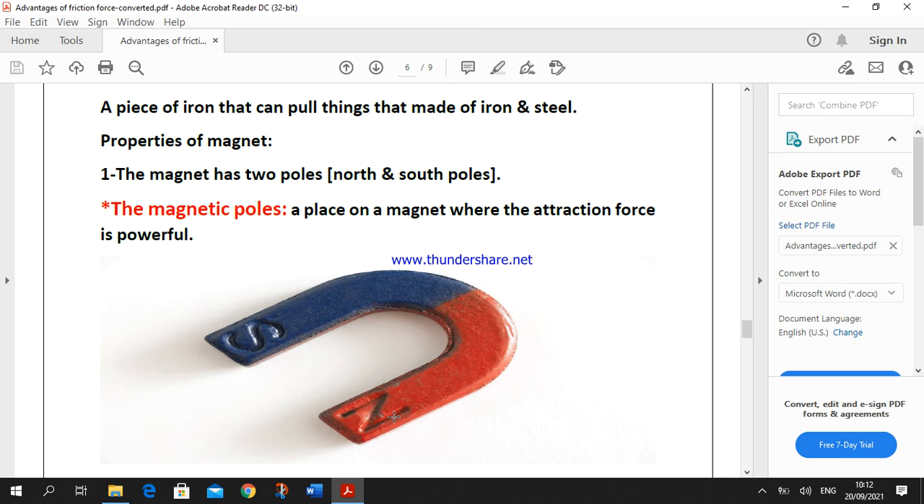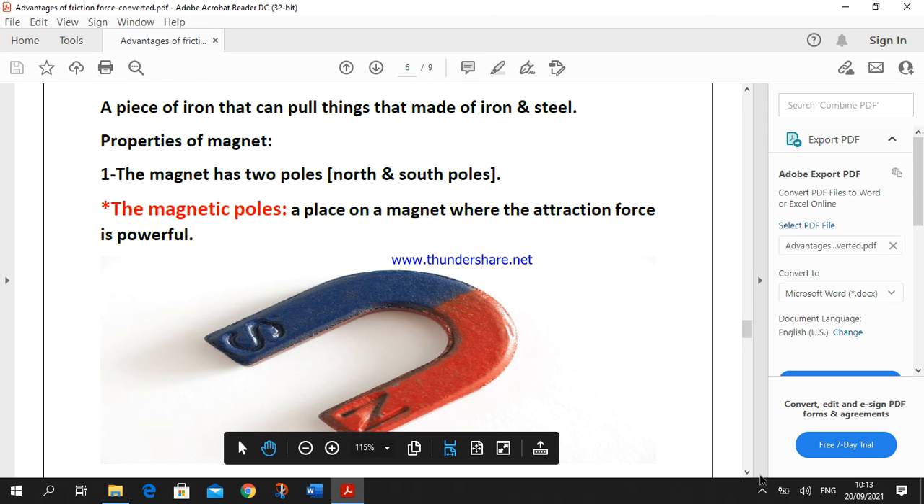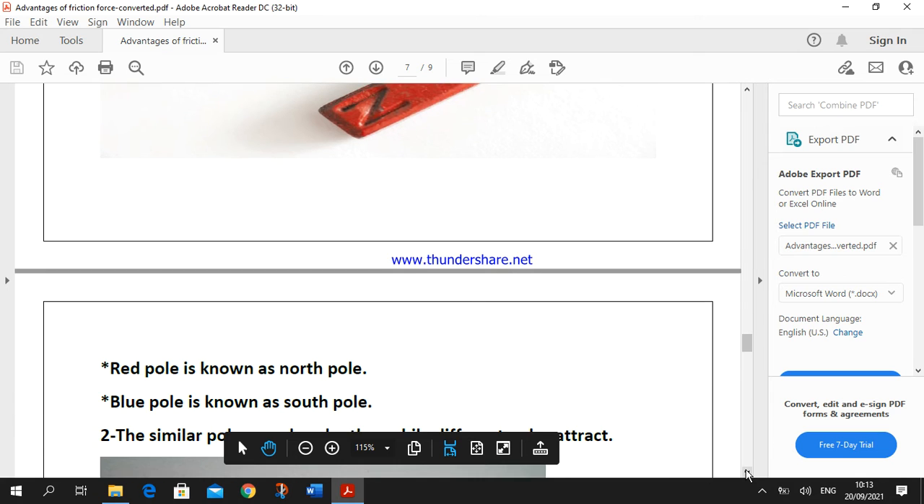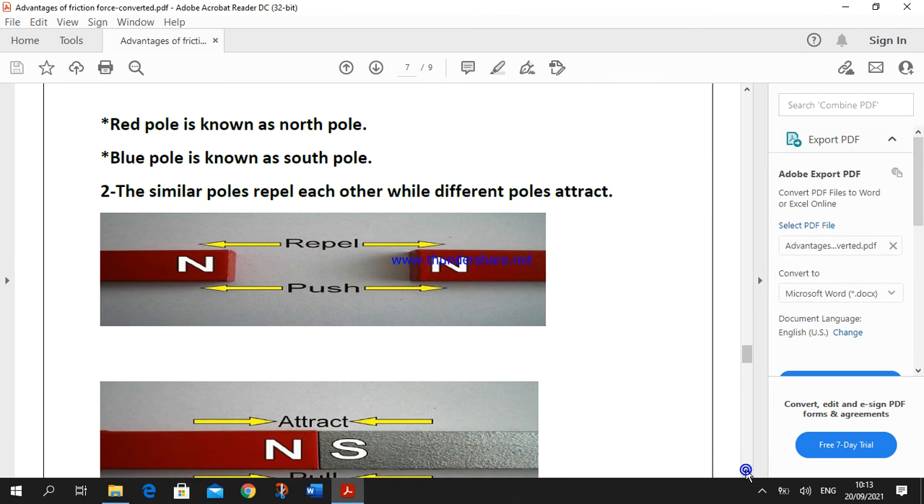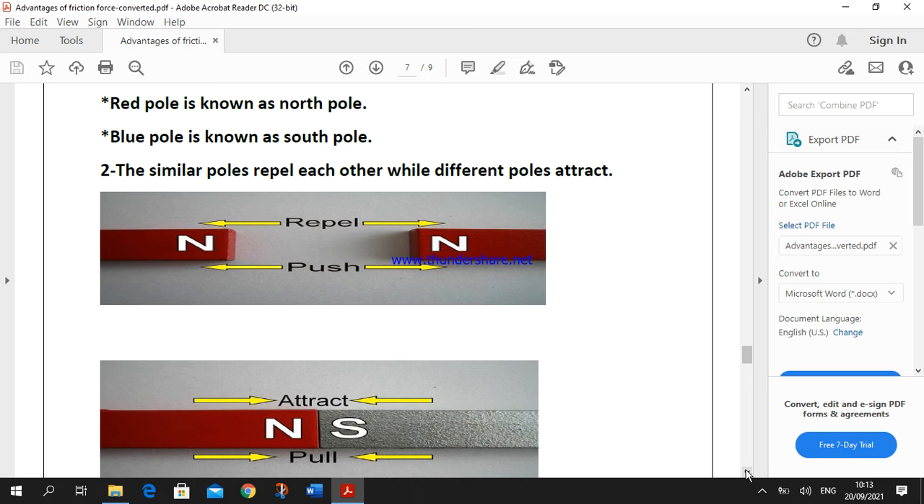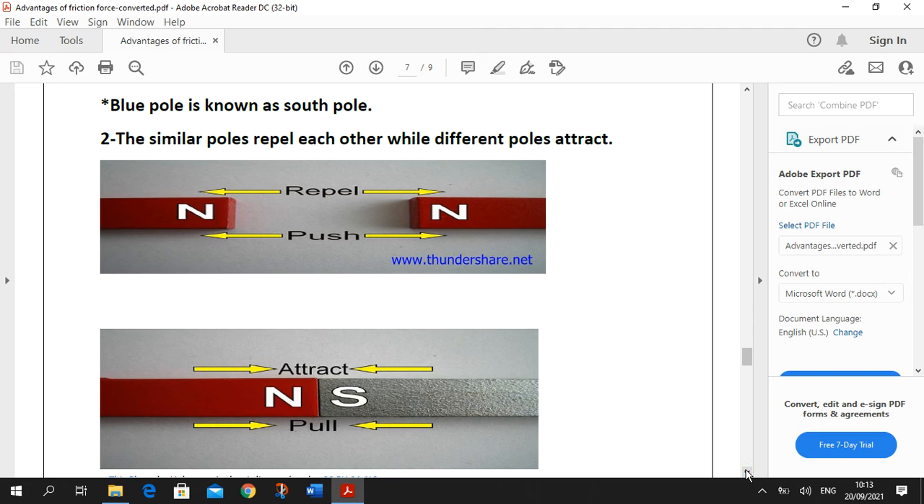Again, what is meant by magnetic poles? A place or an area of the magnet where the attraction force is powerful. South pole and north pole have the most powerful magnetic force. And we know that the red pole is known as north pole, and the blue pole is known as south pole. From the property of the magnet, similar poles repel each other, while different poles attract.